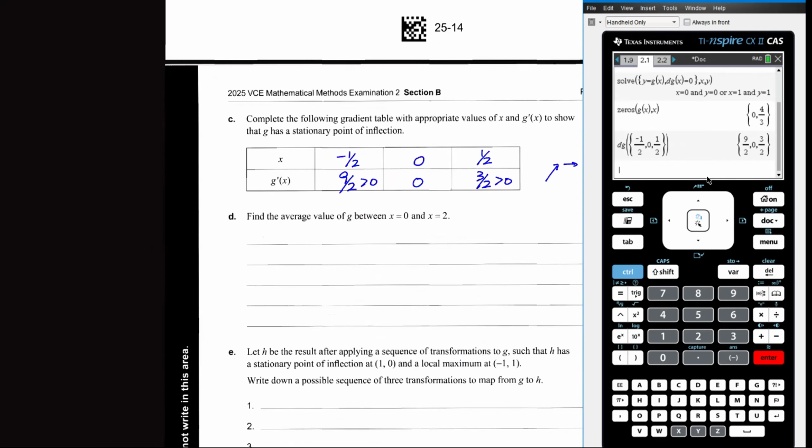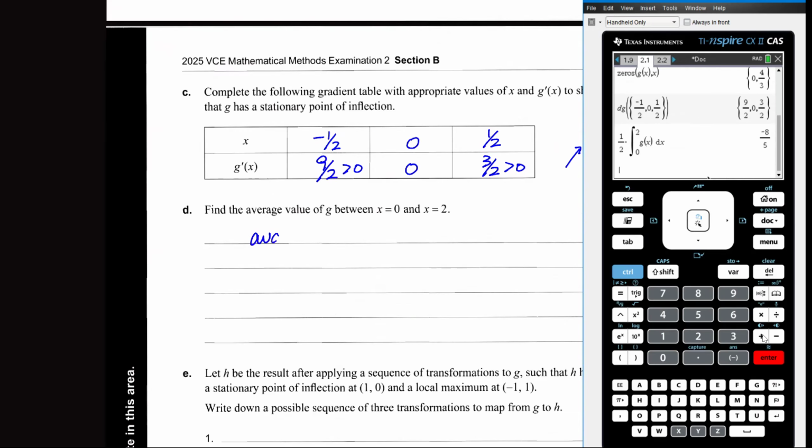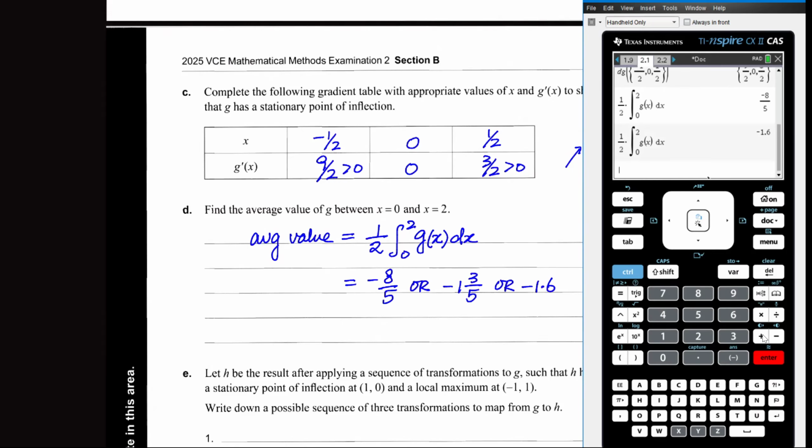So moving on, average value of G from 0 to 2. You might want to write your answer like this, or -1.6 is also a correct answer.